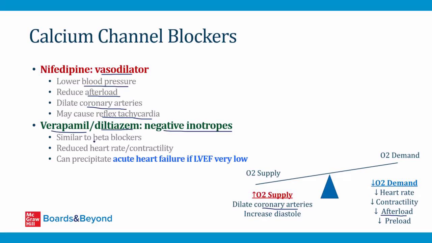You can think of these drugs as similar to beta blockers. They reduce the heart rate and they reduce contractility, and those are two of the things that are good in stable angina. However, because they decrease contractility, they are bad in patients who have a very low ejection fraction and heart failure, especially acute heart failure. So you have to be cautious of using these drugs in this situation because you can make the heart even weaker and make the heart failure worse.